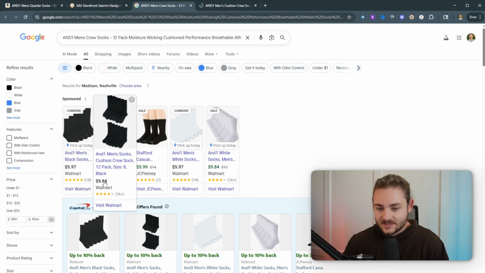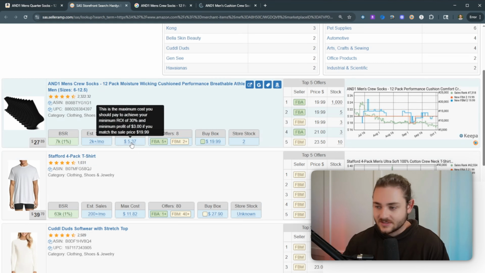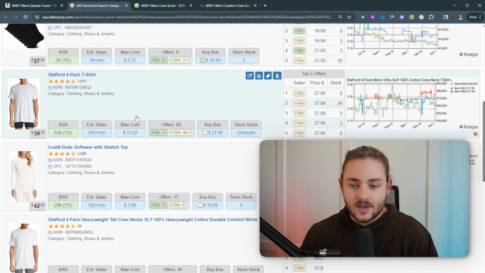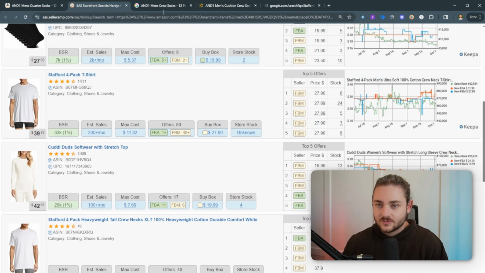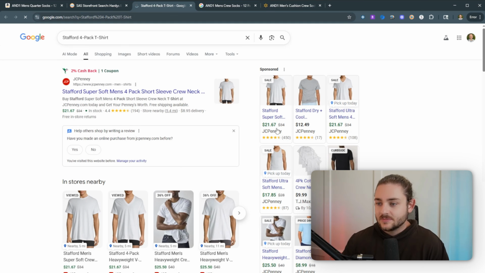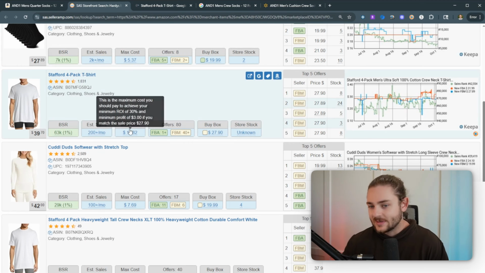Seems like the 12 pack is $9.80 at 5 basically, right? So not super close to profitable there. Let's go ahead and skip that. So moving on to the next one here, we got like a 4 pack of t-shirts. Seems like these are like 21 bucks. So we need like a really good coupon.